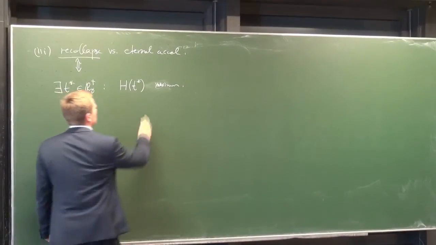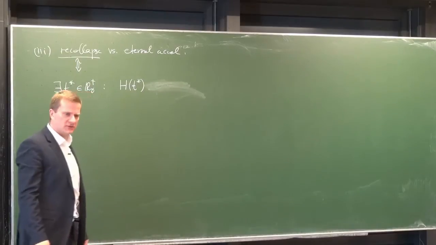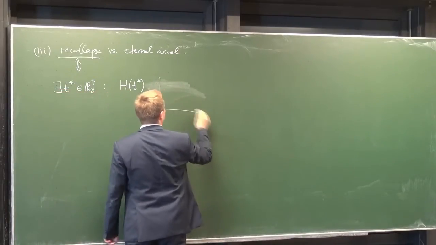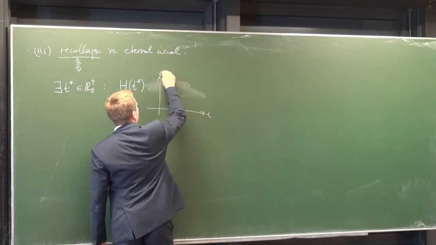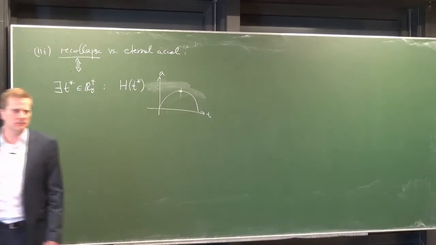No, that the A is a maximum, that the second derivative also vanishes, and so on. So anyway, you know what I mean. You look at the scale factor, right? This is time, this is the A. Is there something like this? So there needs to be a turning point.